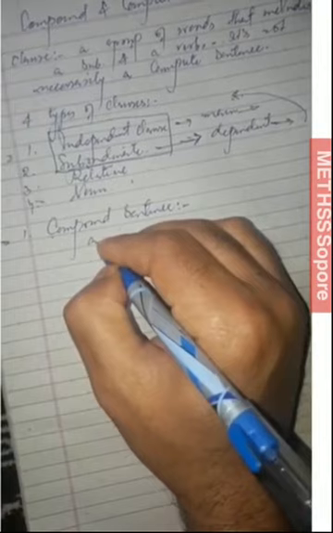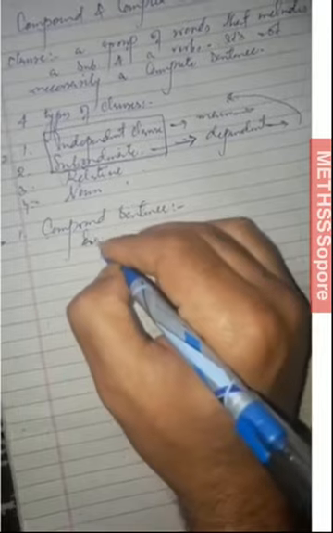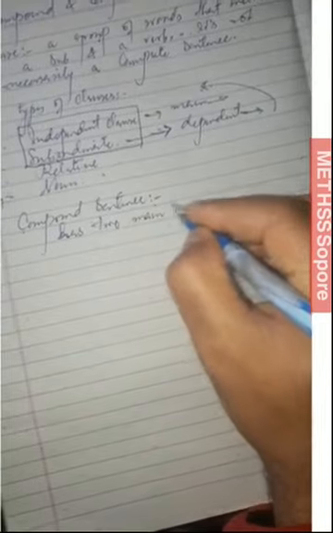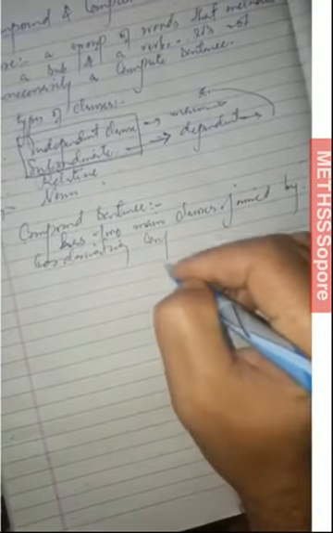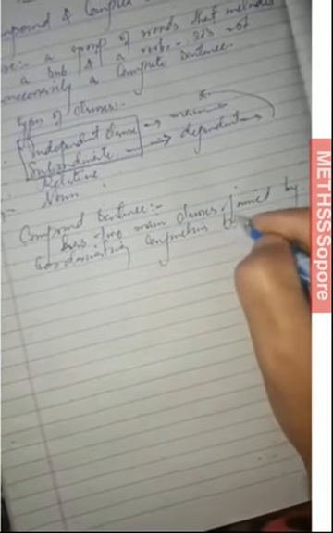You can say a compound sentence has 2 main clauses joined by coordinating conjunctions, like and, or, but. These 3 coordinating conjunctions are used to join the 2 main clauses to make a compound sentence.